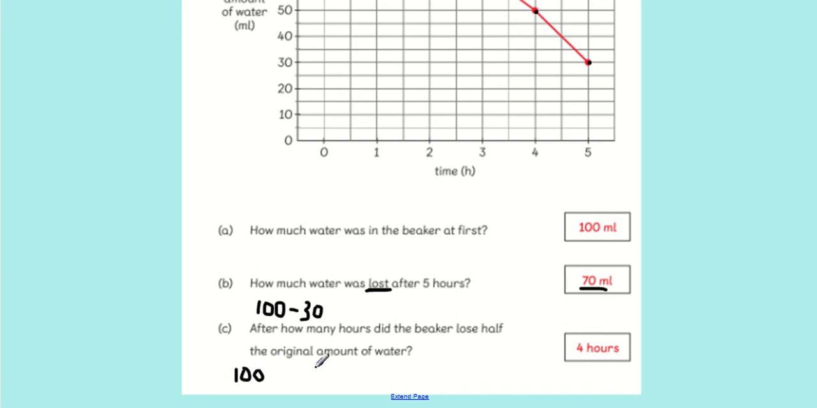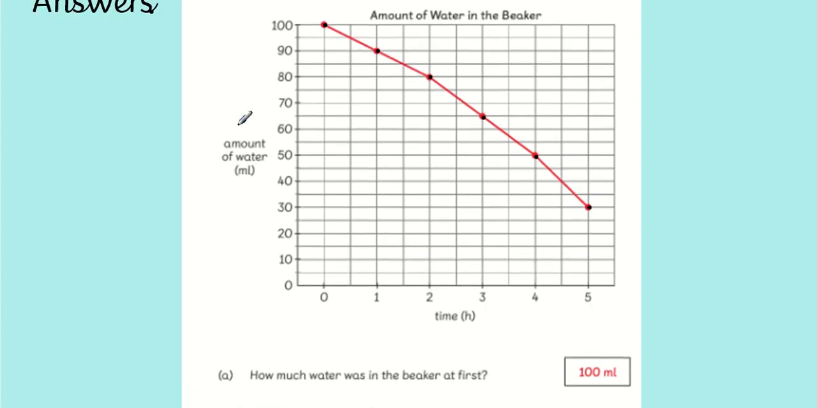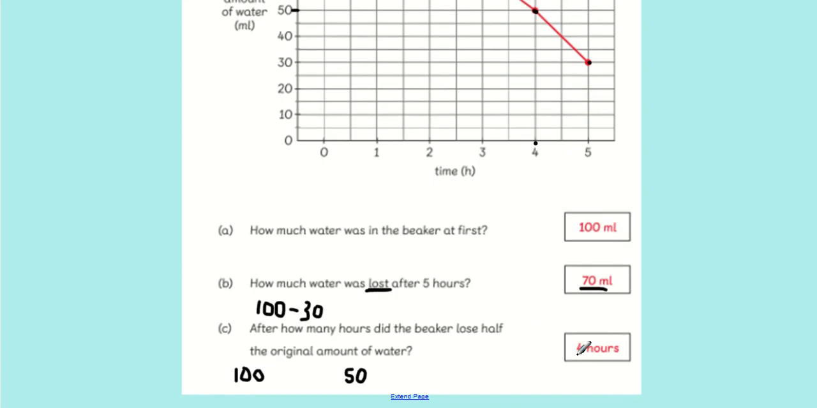Okay. And I know that half of 100 is 50. So now I need to find out what time did it show 50 millilitres of water. So I need to go to the amount of water part of my graph. I need to find 50 millilitres. I need to go along that line very carefully. And I get here to where it intersects and go down. And that's 4 hours. Okay.